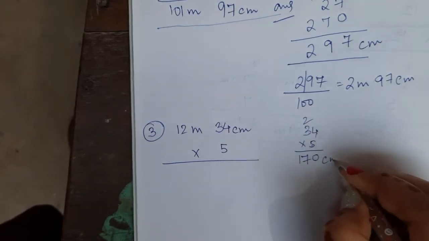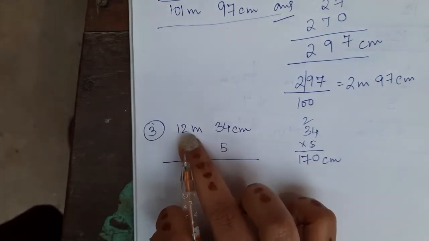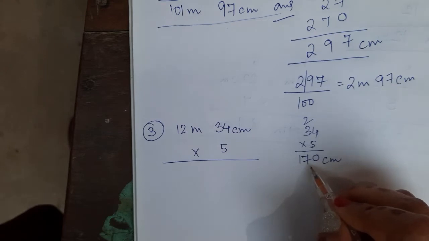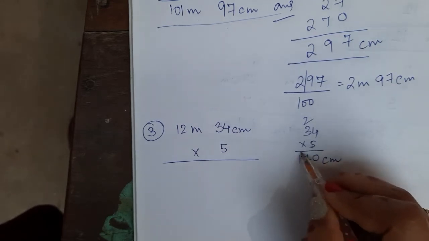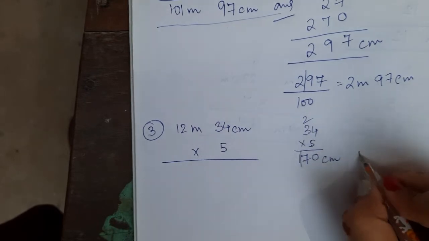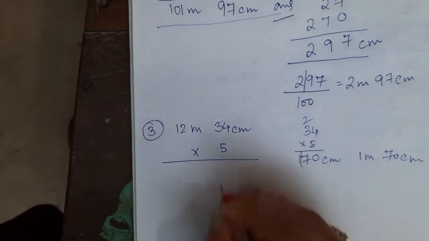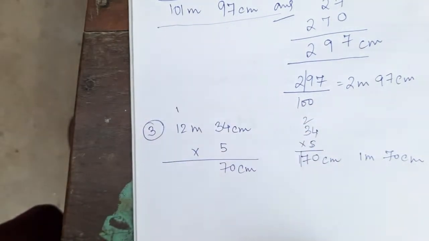170 what? Centimeter, right? I have to convert it into meter because there is meter here. So what will it become? What divide it with what? 2 zeros. So I am not going to write it again, means skip 2 numbers and put a dash here. So it becomes 1 meter 70 centimeter. Write 70 here. Carry forward 1.